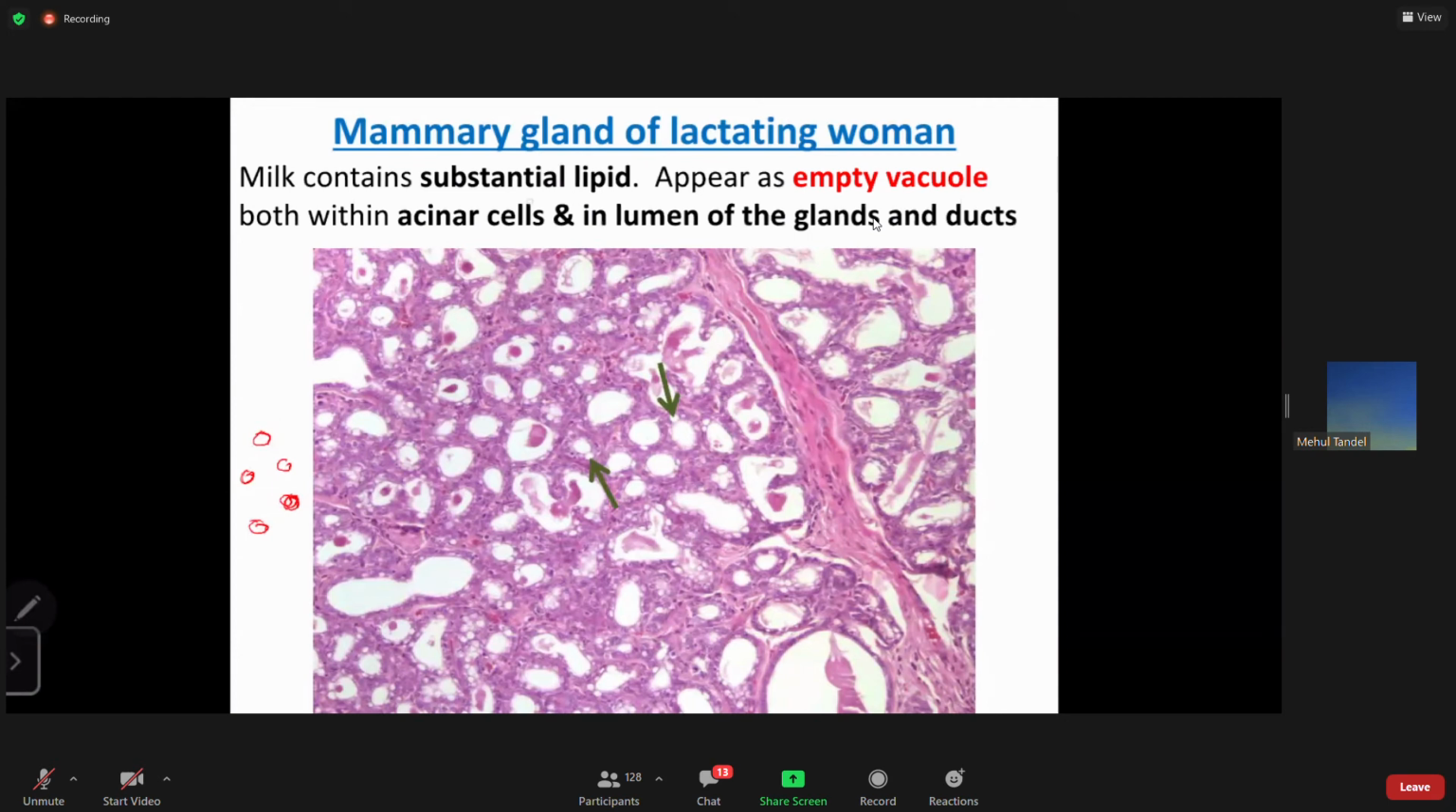Okay, so milk contains substantial lipid, which appears as an empty vacuole both within the acinar cells and the lumen of the glands and ducts. So this is one identifying feature of the lactating mammary gland. So you can write: the lipid vacuoles are seen both within the acinar cells and the lumen of glands and duct. Clear? So first identifying feature of lactating mammary gland. This is one important feature. Okay, lipid in the milk appears as an empty vacuole.